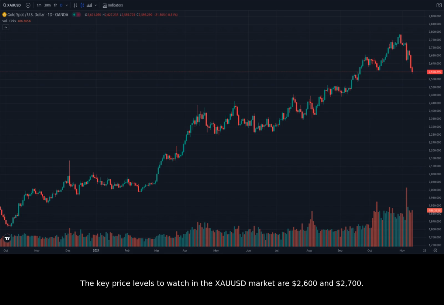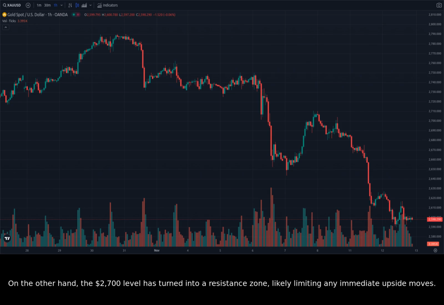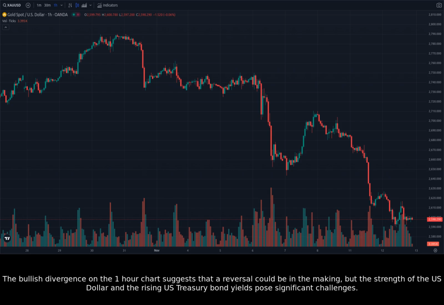The key price levels to watch in the XAUUSD market are $2,600 and $2,700. The $2,600 level currently acts as a strong support zone, but a break below this level could trigger further declines. On the other hand, the $2,700 level has turned into a resistance zone, likely limiting any immediate upside moves. The bullish divergence on the 1-hour chart suggests that a reversal could be in the making, but the strength of the U.S. dollar and the rising U.S. Treasury bond yields pose significant challenges.